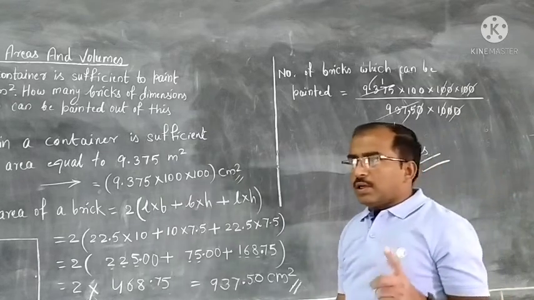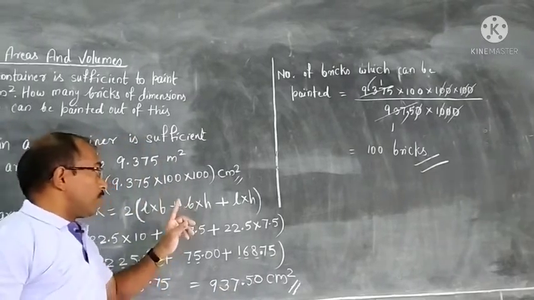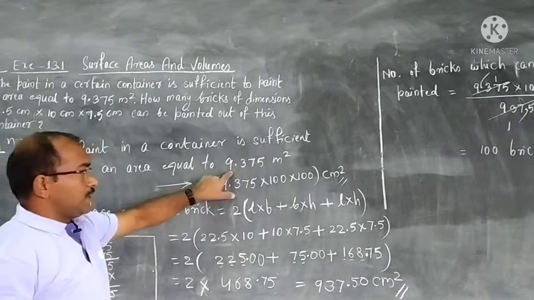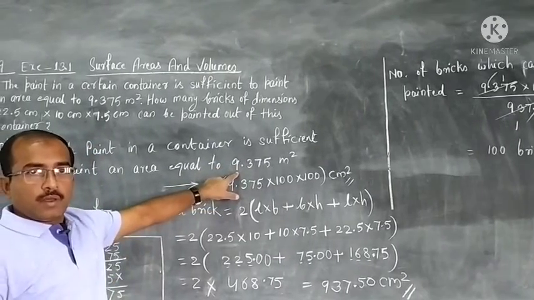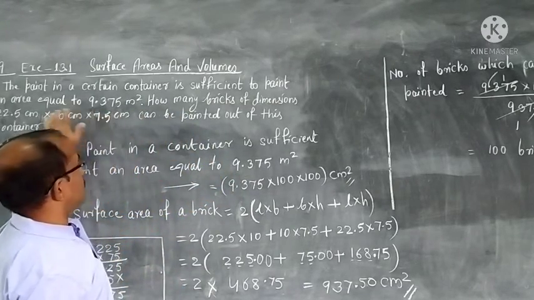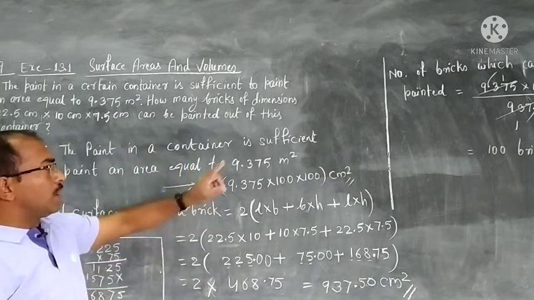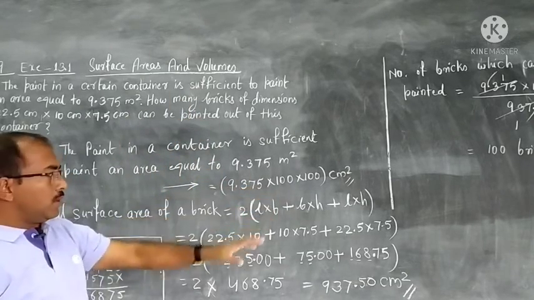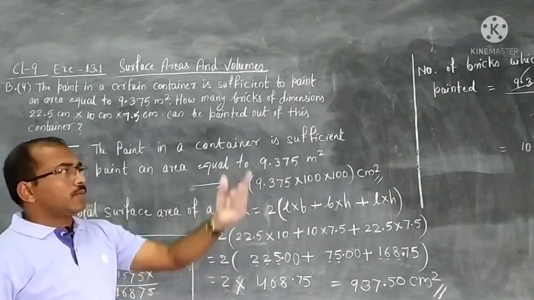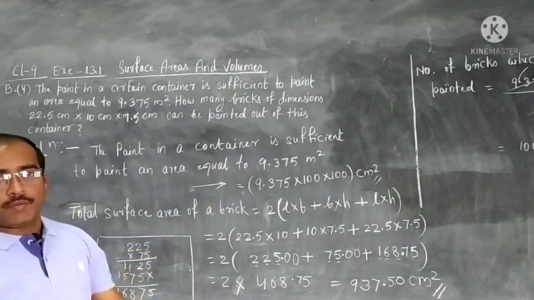Only we need to be a little careful. First we see how much area the available paint is for. We saw in the question that the bricks' dimensions were in centimeter, so we did not convert bricks into meter, we converted this area into centimeter square. Then while finding the total surface area of a brick, while multiplying and adding we need to be a little careful, and then divide the total area the paint can cover by the total surface area of a brick.